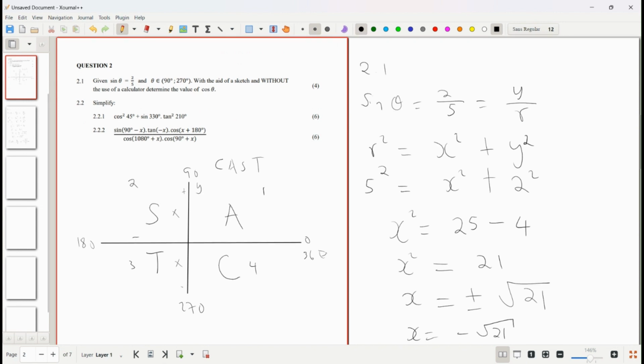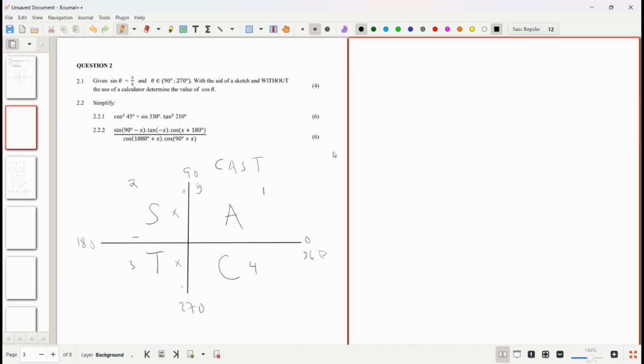Okay, moving forward. The second question, 2.2. In 2.2, we have 2.2.1. Let me copy this. We have cos squared 45 plus sine 330 multiplied by tan squared 210. If we can check, we just need to simplify here.